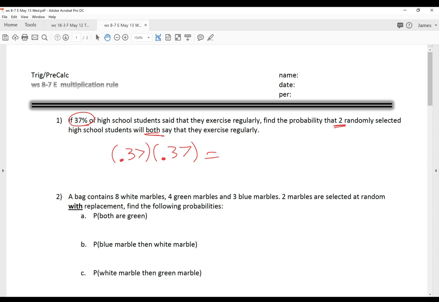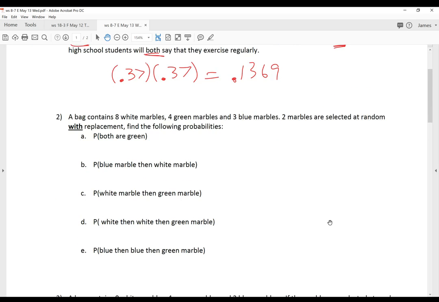Okay, so in a calculator that happens to be 0.1369. About 14%, but we don't use percent, it's 0.14-ish. Okay, so that's the multiplication rule. If you want not just one, but two of the things, then you multiply the chances. And you always get smaller chances if you multiply.